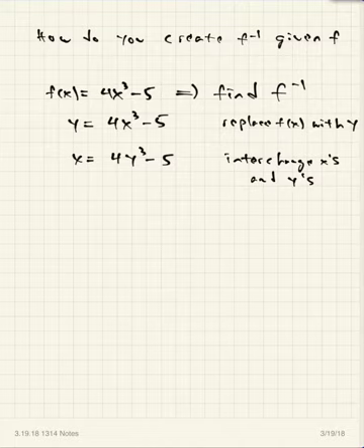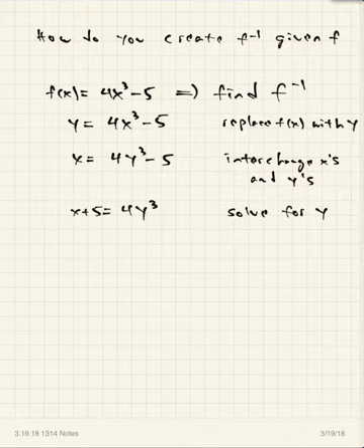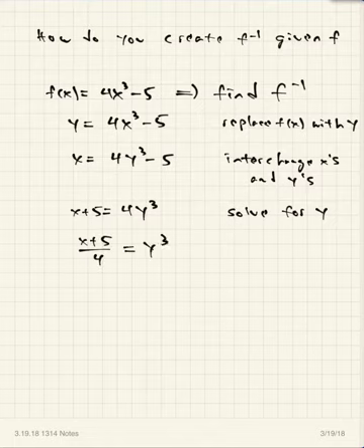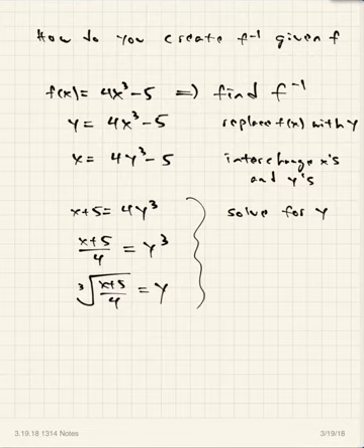And that's the inverse. The only problem is it's not in a nice function form. So now you solve for y. You get x plus 5 equals 4y cubed. You divide by 4, you get x plus 5 over 4 equals y cubed. And then you take the cube root of both sides to solve for y, and you get the cube root of x plus 5 over 4 equals y. That's what I did in those steps, I solved for y.